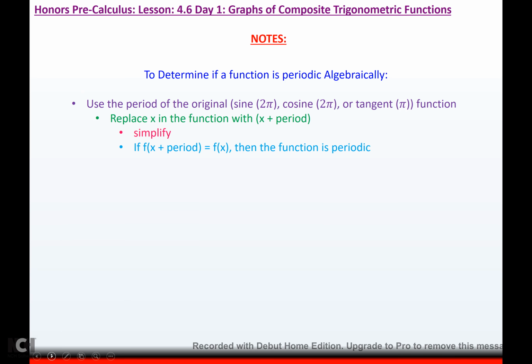All right, so now to determine if a function is periodic algebraically, you use the period of the original function. For sine, your original period is 2 pi, cosine is 2 pi, tangent is pi. Replace the x in the function with x plus the period, and then simplify. If you get x plus the period equals the original, then the function is periodic.